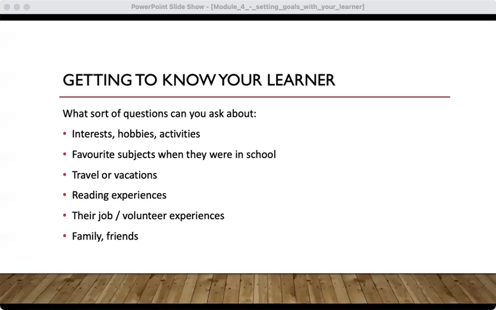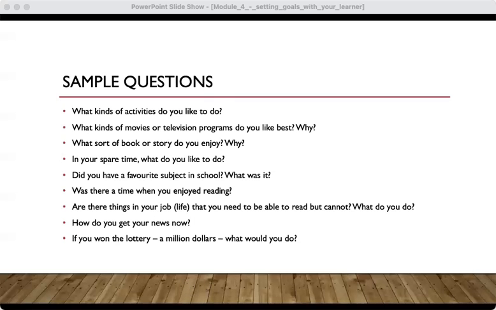So what sort of questions can you ask about? Interests, hobbies, and activities. Favorite subjects when they were in school. Travel or vacation plans. Reading experiences. Their job or volunteer experience. Family and friends. Let's look at some sample questions.